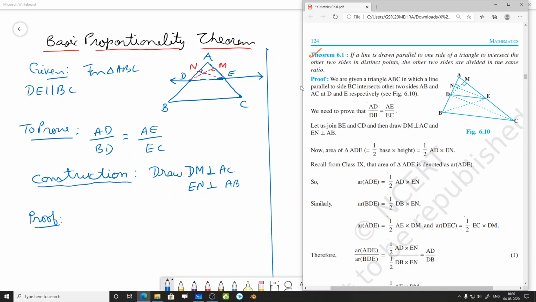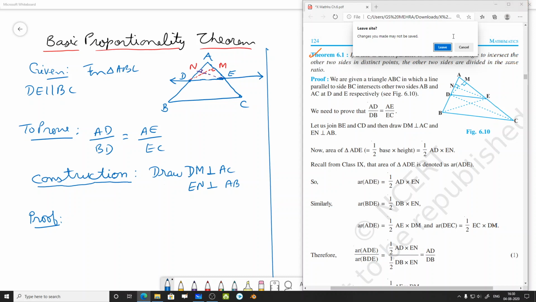So we'll do construction. What we'll do is we'll draw perpendicular from point D to the side AC, that is DM perpendicular to AC, and the second one, that is EN perpendicular to AB. So now let us complete the proof of this one. The proof is very simple.